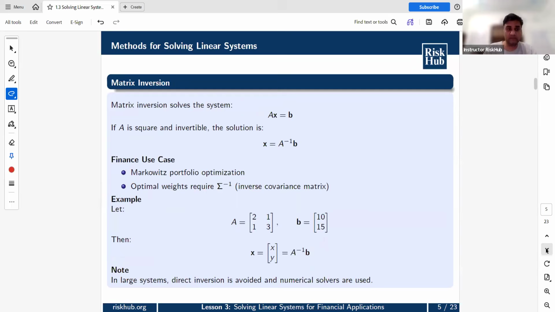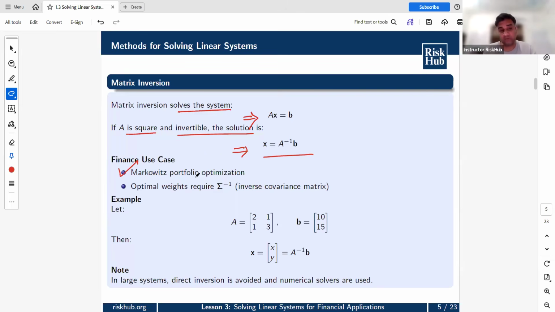Now, when we are formally discussing matrix inversion, please understand very, very clearly that matrix inversion is solving the system Ax equal to b. If A is square and invertible, the solution is very simple, x equal to A inverse b, right? Now, the key condition is that A must be square and invertible, meaning the determinant should be non-zero. If the determinant is zero, there is no unique solution. The financial meaning here is that suppose the covariance matrix becomes singular. That means some assets are highly linearly dependent. This happens often in markets. For example, two ETFs tracking the same index. Then optimization becomes unstable, and that is why covariance regularization is critical in quant finance, right?